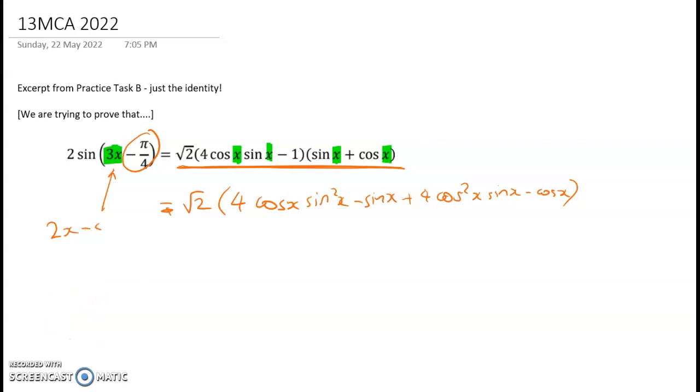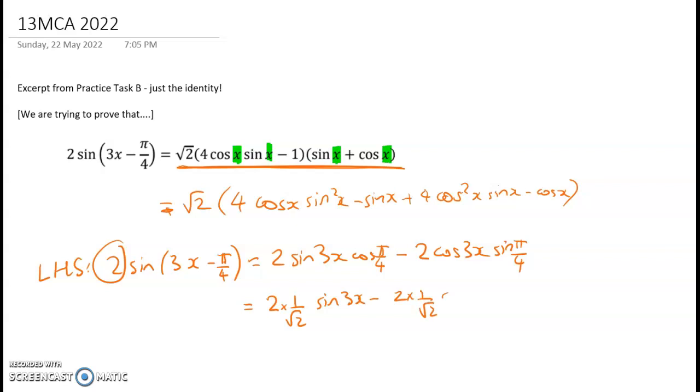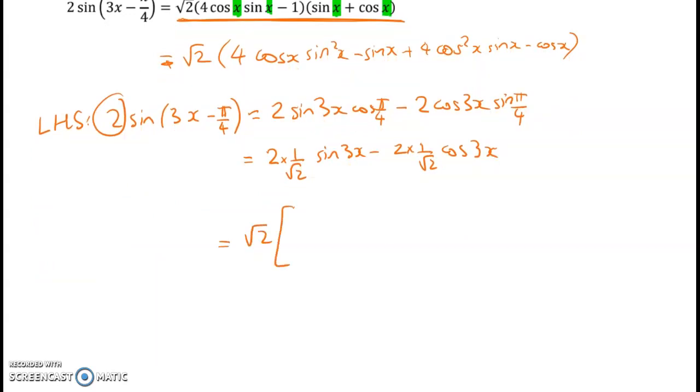Okay, so let's get into it, and we're going to start on the left-hand side and work our way through. We'll start by just doing the obvious steps. You need to be really good with your compound angles. We've got 2 sine 3x cos of pi on 4 minus 2, don't forget the 2, minus 2 cos of 3x sine of pi on 4. Quickly that gives us 2 times 1 over root 2 sine 3x minus 2 times 1 over root 2 cos of 3x, which equals root 2 into sine of 3x minus cos of 3x.